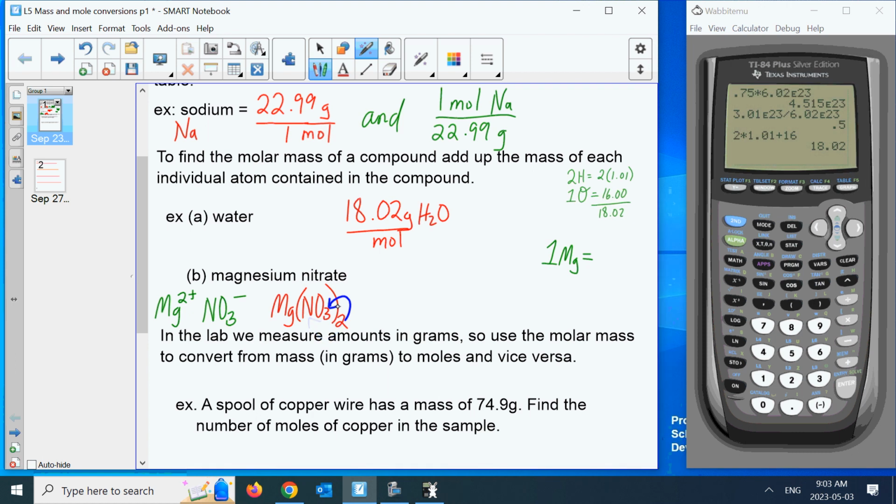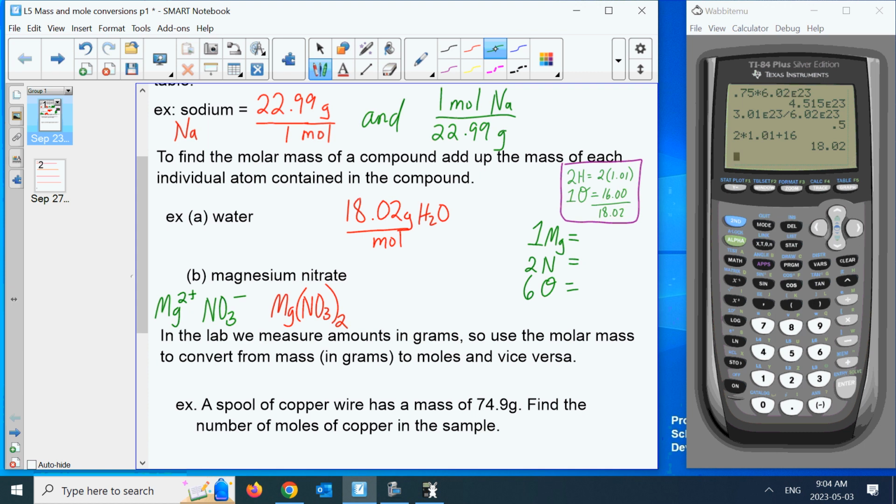Does this make sense? So I'm going to put down 2 nitrogens because of the bracket, and 6, 2 times 3, oxygen atoms. Okay? So this is what I'm going to add up. This is my scratch work for this one. I'll put a little box around it.